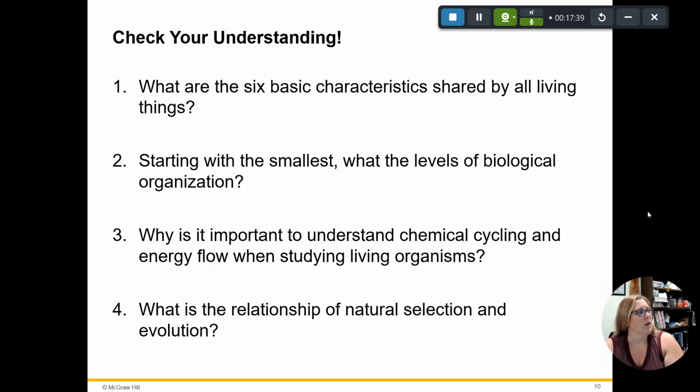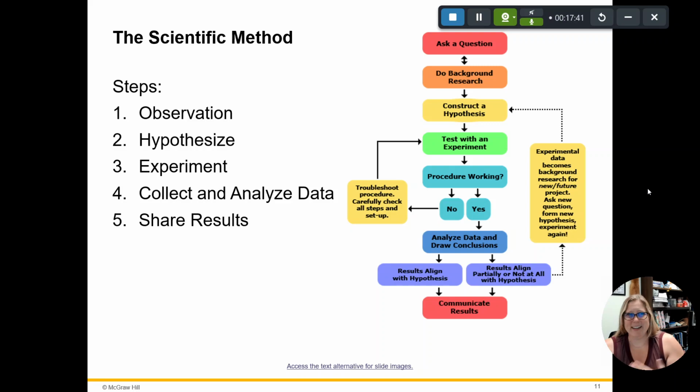Okay? So the next part is going to be the scientific method, okay? We use this constantly. You probably don't think you do, but you do, okay? We as humans are constantly using the scientific method. We are always doing it.